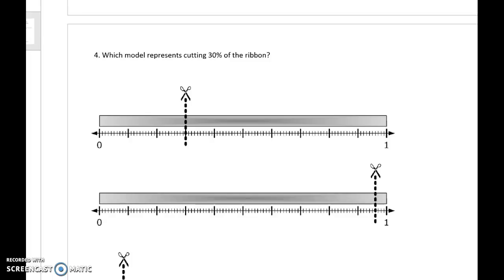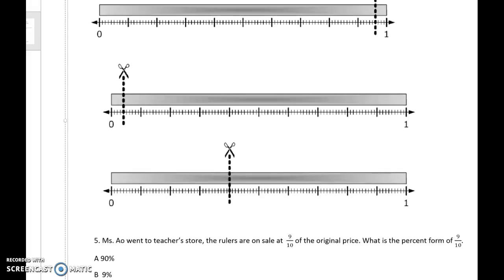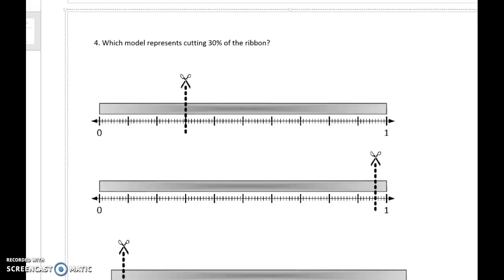Now let's see question number 4. Question number 4 is just to figure out which model represents cut 30% of the ribbons. So from the whole line, we see that we have 0 through 1. As we know, 1 is equal to 100%.